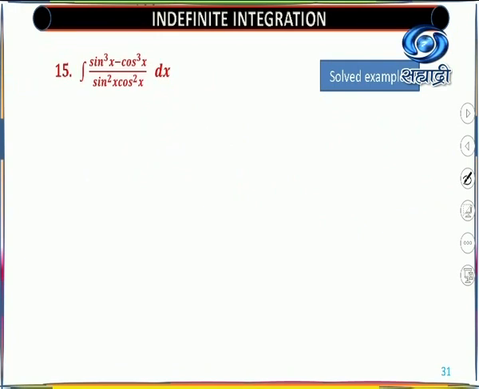Next is a combination of sine and cos. Now here you are having (sine cube x minus cos cube x) upon sine square x into cos square x. Now look at here. Is there any relation between cube and square? You will get that from a cube minus b cube. You are able to factorize this. What is a cube minus b cube? A cube minus b cube is (a minus b)(a square plus ab plus b square). So by this you will get your factorization and your formula.